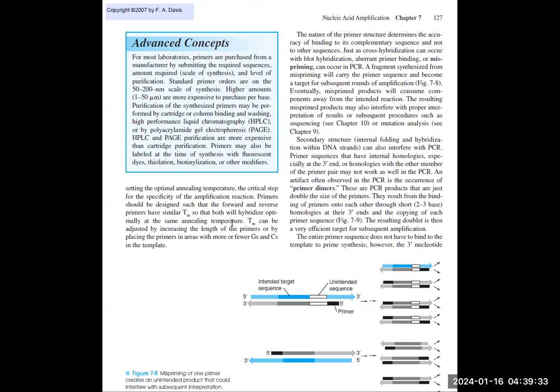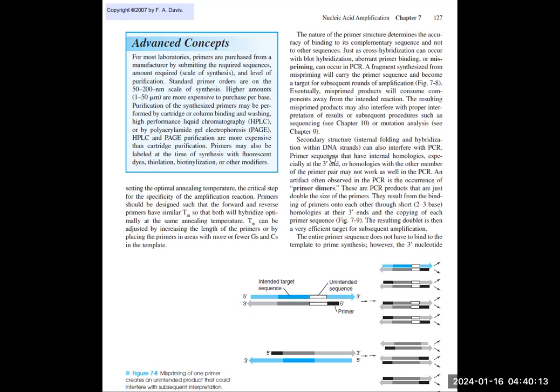And the Tm can be adjusted by increasing the length of the primers or by placing the primers in areas with more or fewer G's and C's, the guanine and cytosine, in the template. So guys, another thing you need to remember here is primer dimers. The bad thing is, though primers govern specificity for our PCR reaction, they also tend to bind to themselves. That's what we call primer dimers. We have intra and inter primer binding.